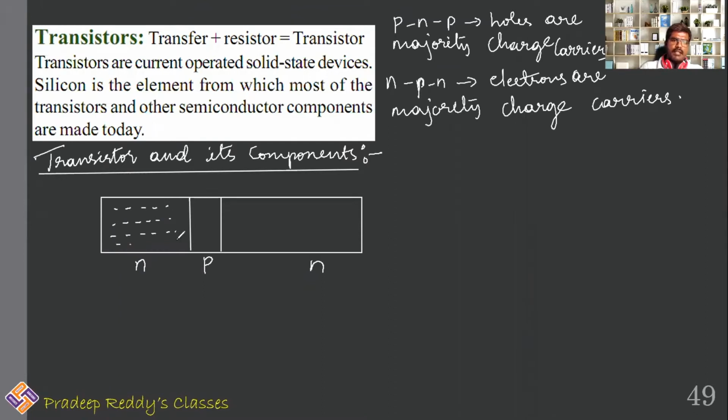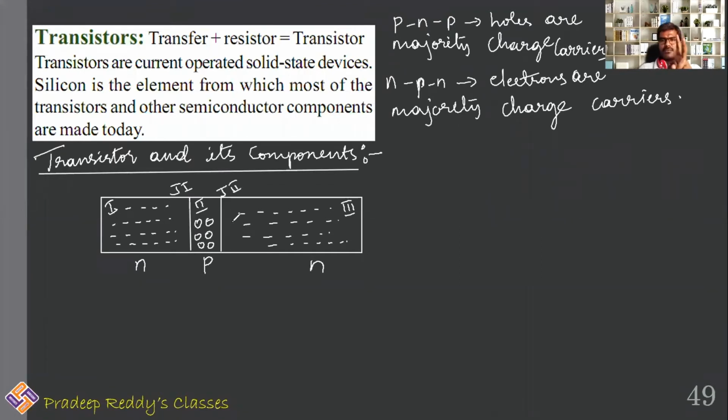Majority charge carriers are electrons in region 1. And this is region 2, where holes are majority charge carriers, but it is less in size and even lightly doped. And in the N type region, the majority charge carriers are electrons, and this is moderately doped. It is region number 3. And you have junction 1, this is J1, and this is junction 2.